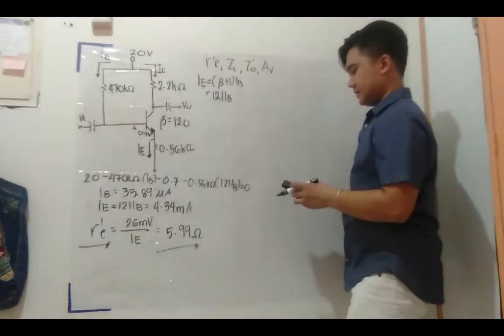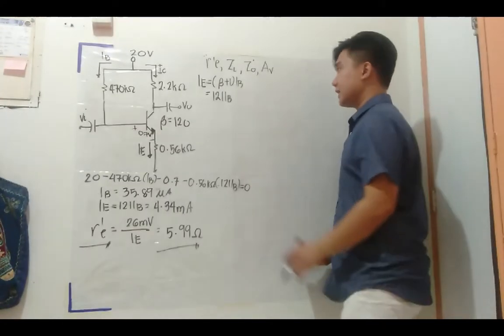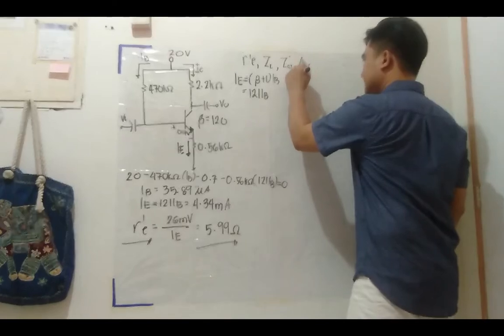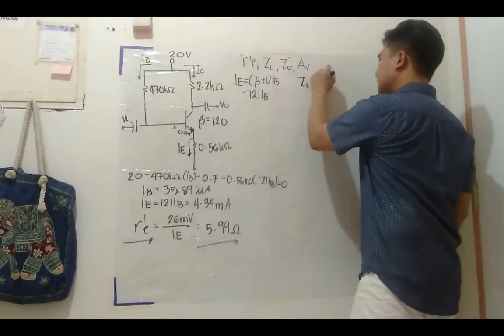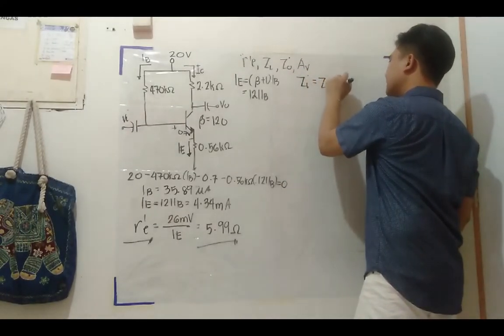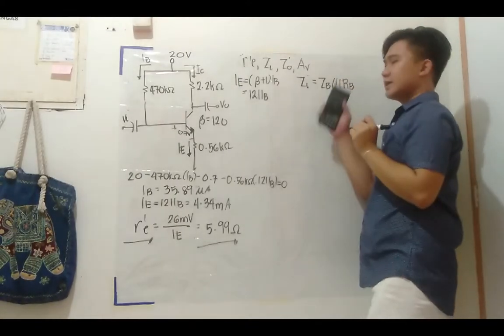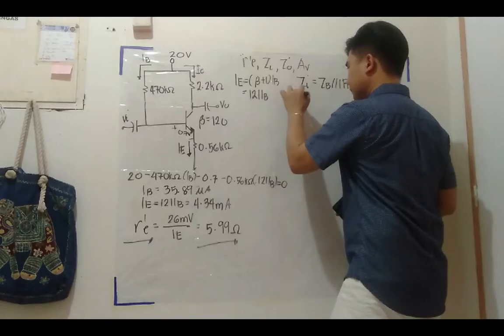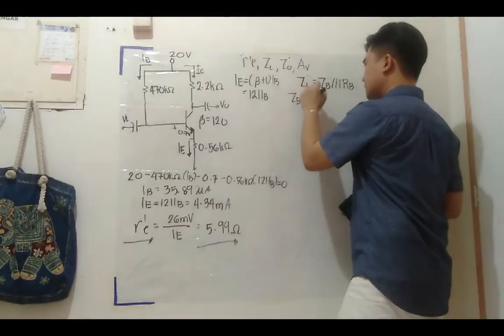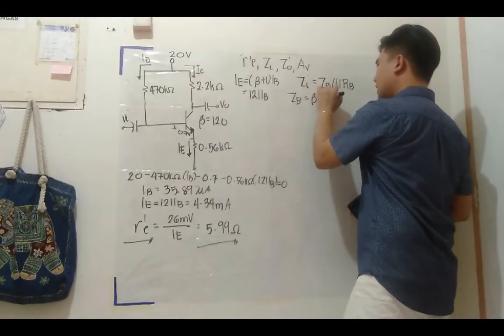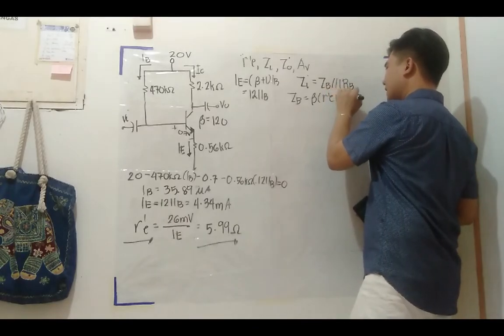Okay? Store ko po yung value para walang tapon. So, to get ZI, that is equal to ZB parallel with RB. Now, to get ZB, that is equal to beta R prime E plus RE.